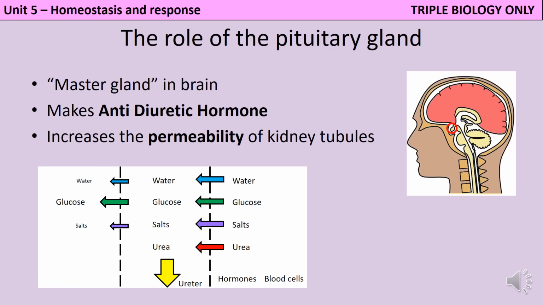The precise amount of water reabsorbed is controlled by a hormone called antidiuretic hormone, or ADH, which is made by the pituitary gland in the brain. This increases the permeability of the kidney tubules and causes more water to be reabsorbed.